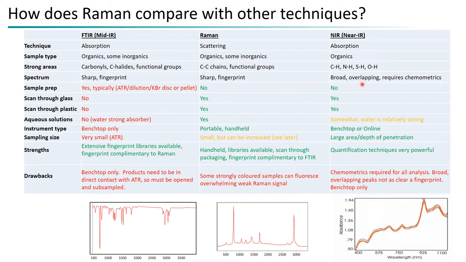Near-infrared uses broad overlapping bands and typically requires chemometrics, which is applying mathematical treatments to accentuate the differences between the samples to get the data out.